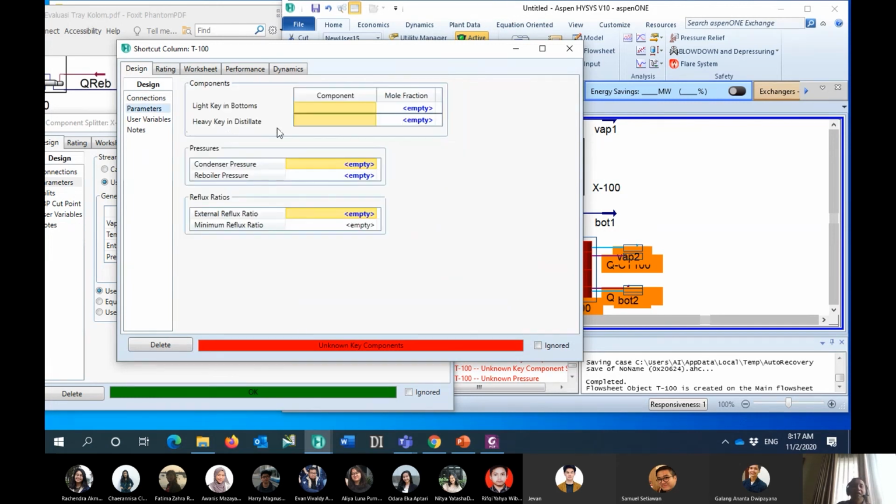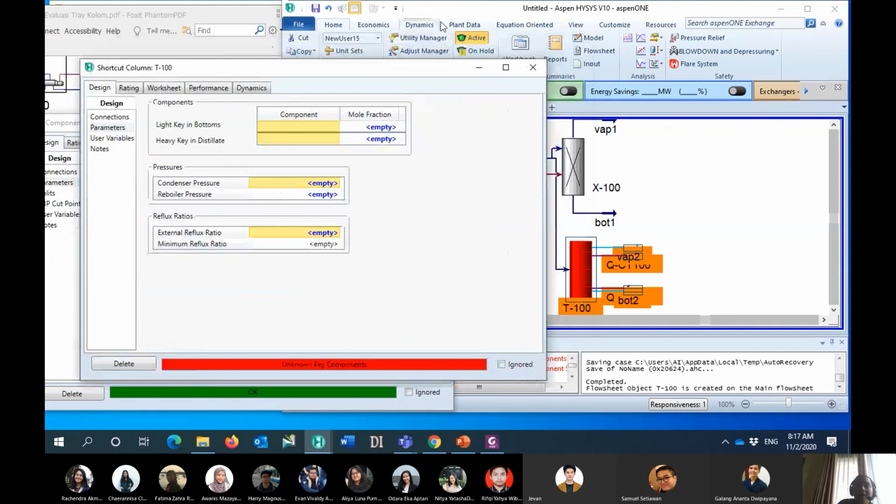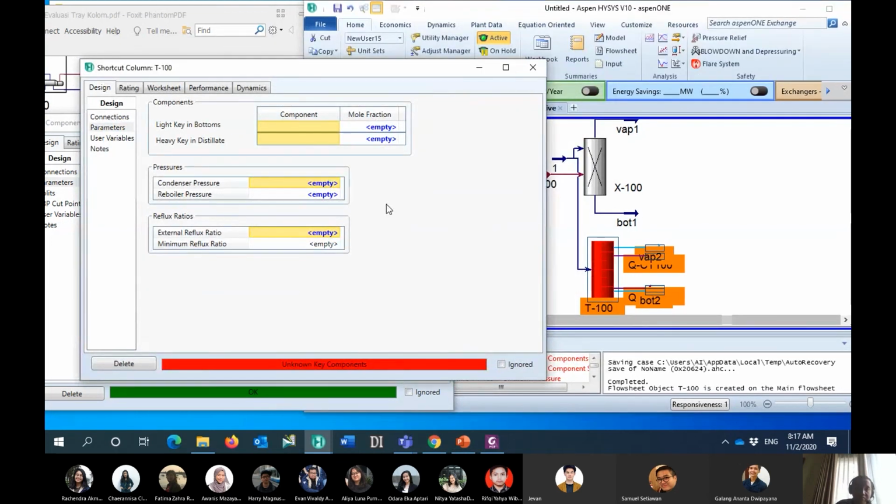And then I will evaluate the light key and heavy key. So the light key in the bottom will be propane, and the heavy key in the distillate will be propene. The light key means the lightest component in the bottom, while the heavy key means the heaviest component in the distillate. So in this case, I will try to set it like this.